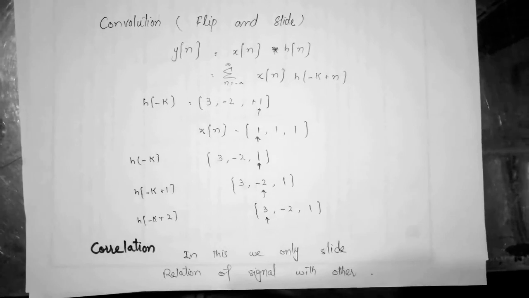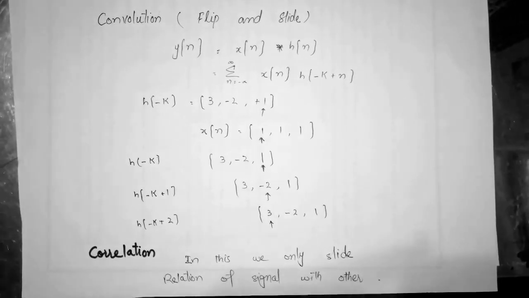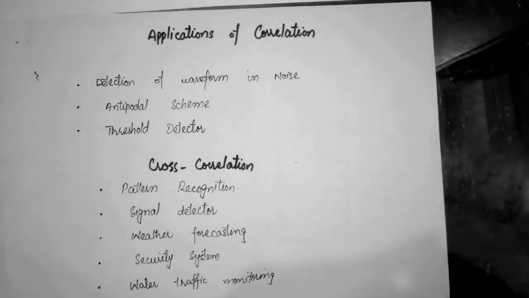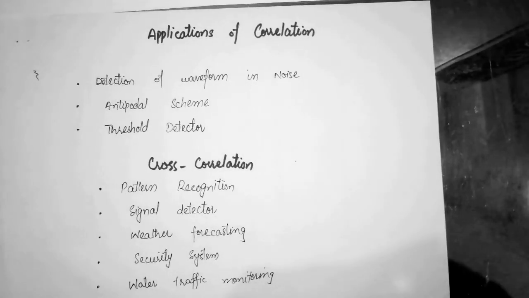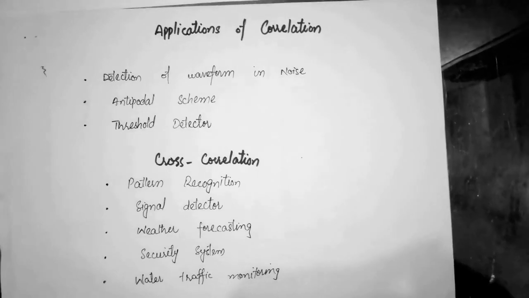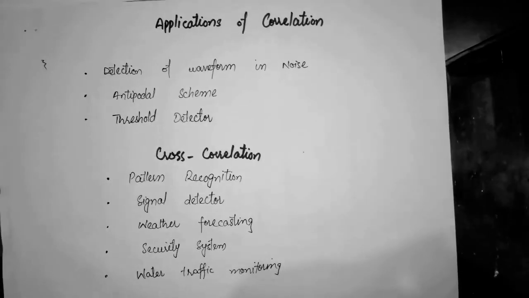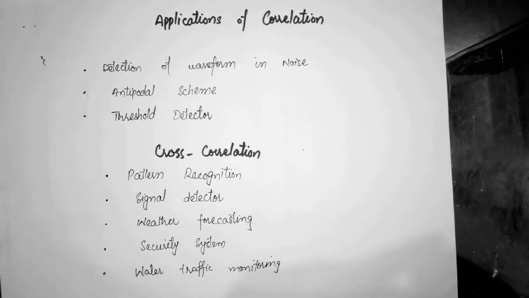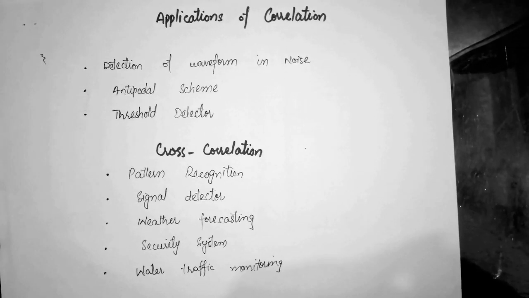Correlation: in this we only slide one signal relative to the other signal. Following are the applications of correlation. Correlation helps us in the detection of waveforms in noise, in antipodal schemes, and in threshold detectors. Cross correlation helps us in pattern detection, signal detection, weather forecasting, security systems, and water traffic monitoring.